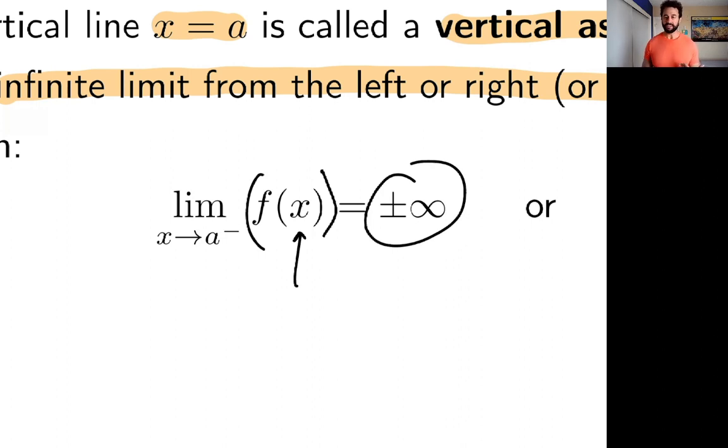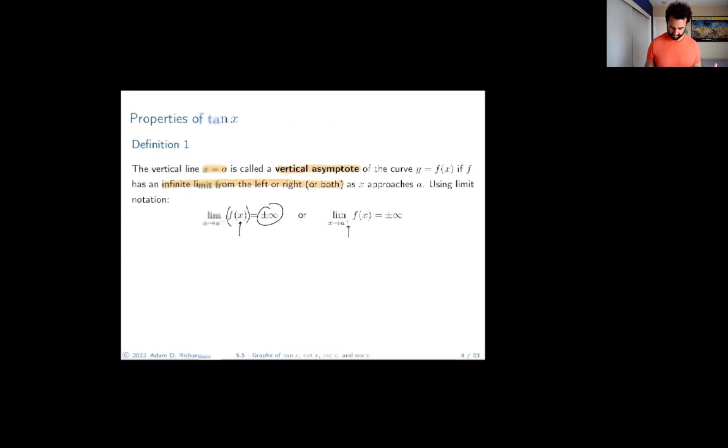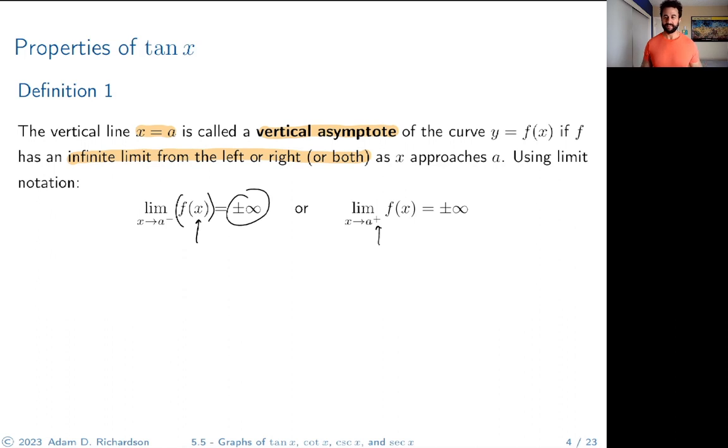That's what we're asking. So if as you get closer to that point a from the left, the function shoots up to positive infinity or it shoots down to negative infinity, then you're going to have a vertical asymptote there. And then also you could have that behavior from the right. So you can also talk about coming toward a point from the right. And if your function blows up to infinity or blows up to negative infinity, that's going to be a vertical asymptote. So all together, that's what it is.